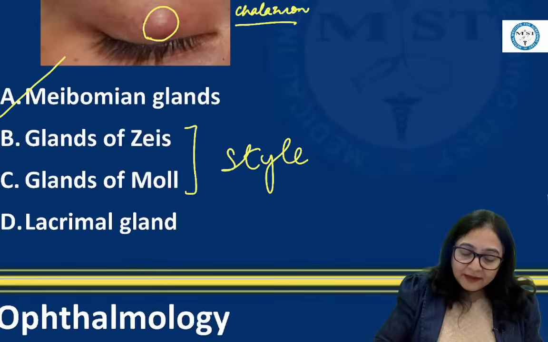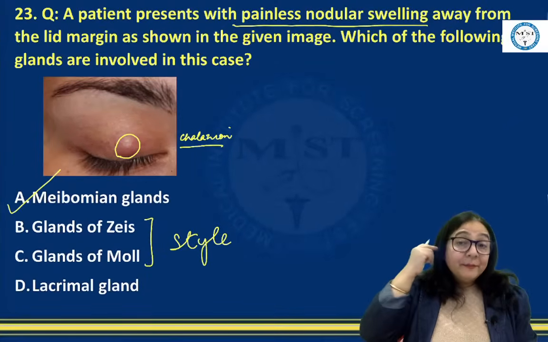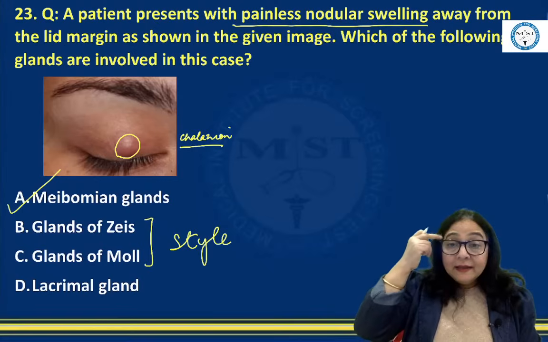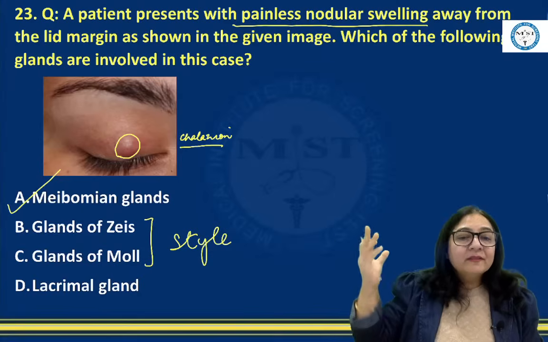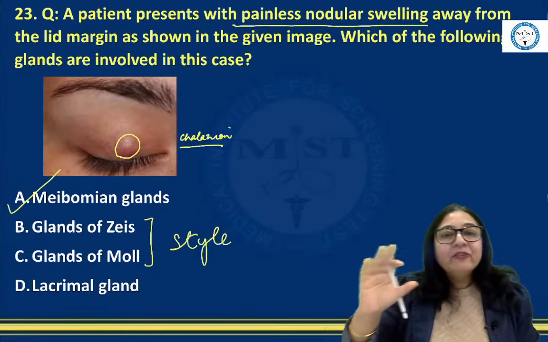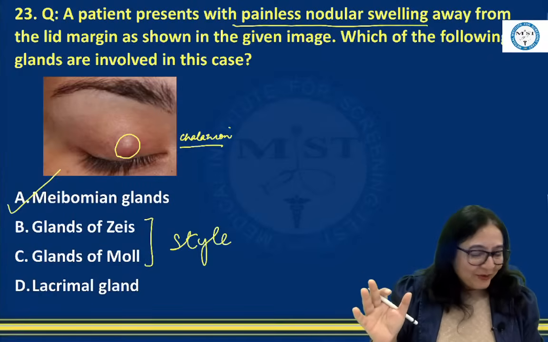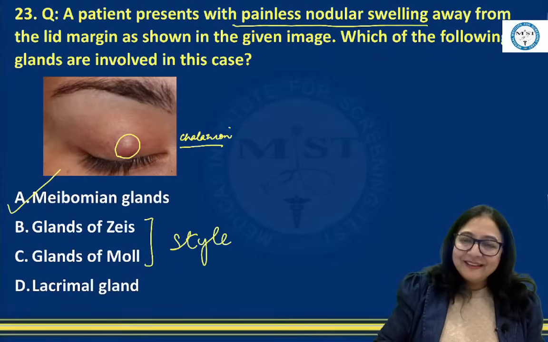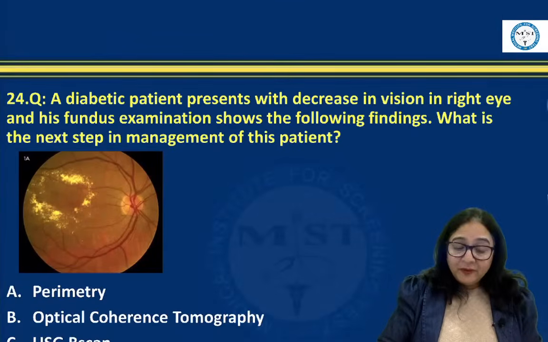And of course, lacrimal glands, if you talk about the main lacrimal gland, that is in the lateral part of the orbit, so that will not cause a swelling in the eyelid बच्चे. ठीक है? So any question related to chalazion and stye also should be very clear to you, I think. ठीक है? Right. Moving on to the next question बच्चे.